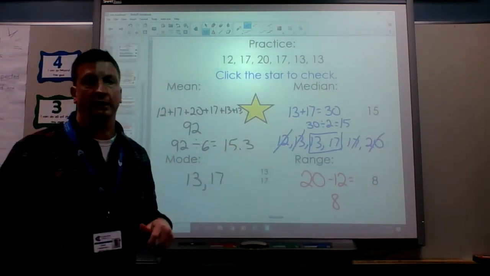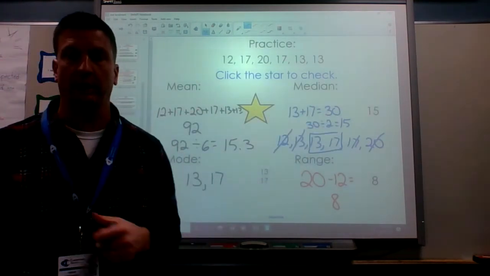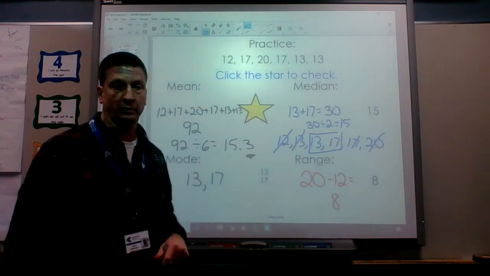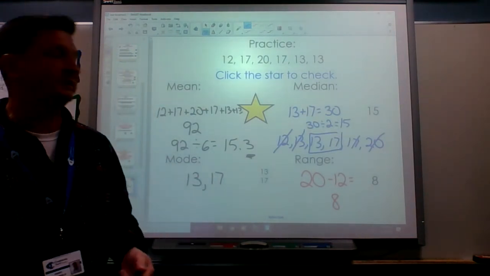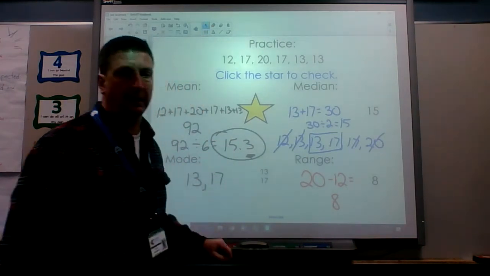And a repeating decimal, 15 decimal point 3333333. In our case, we're just going to round to the nearest tenth. We're going to round to the tenths place. So 15 and 3/10 is going to be our mean in that case.